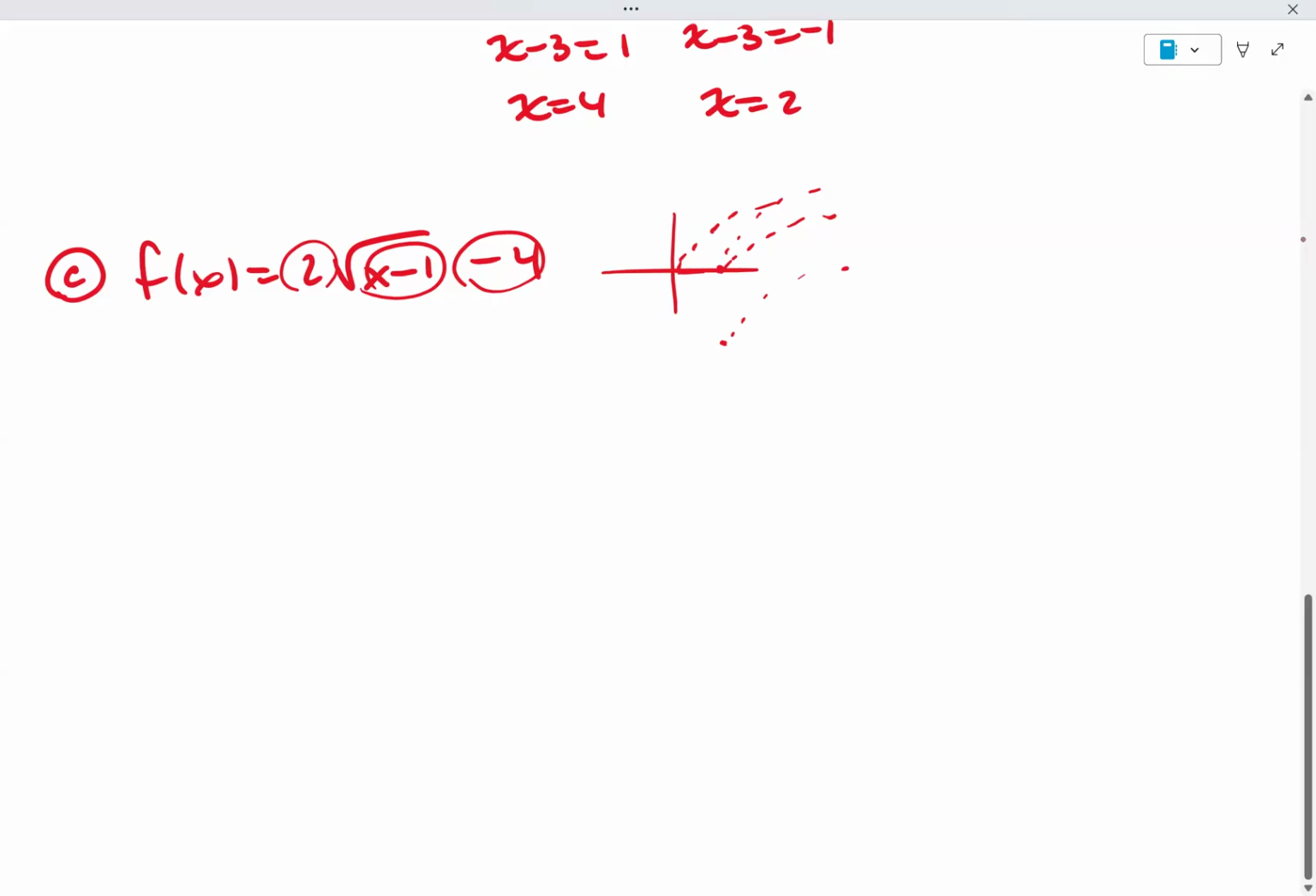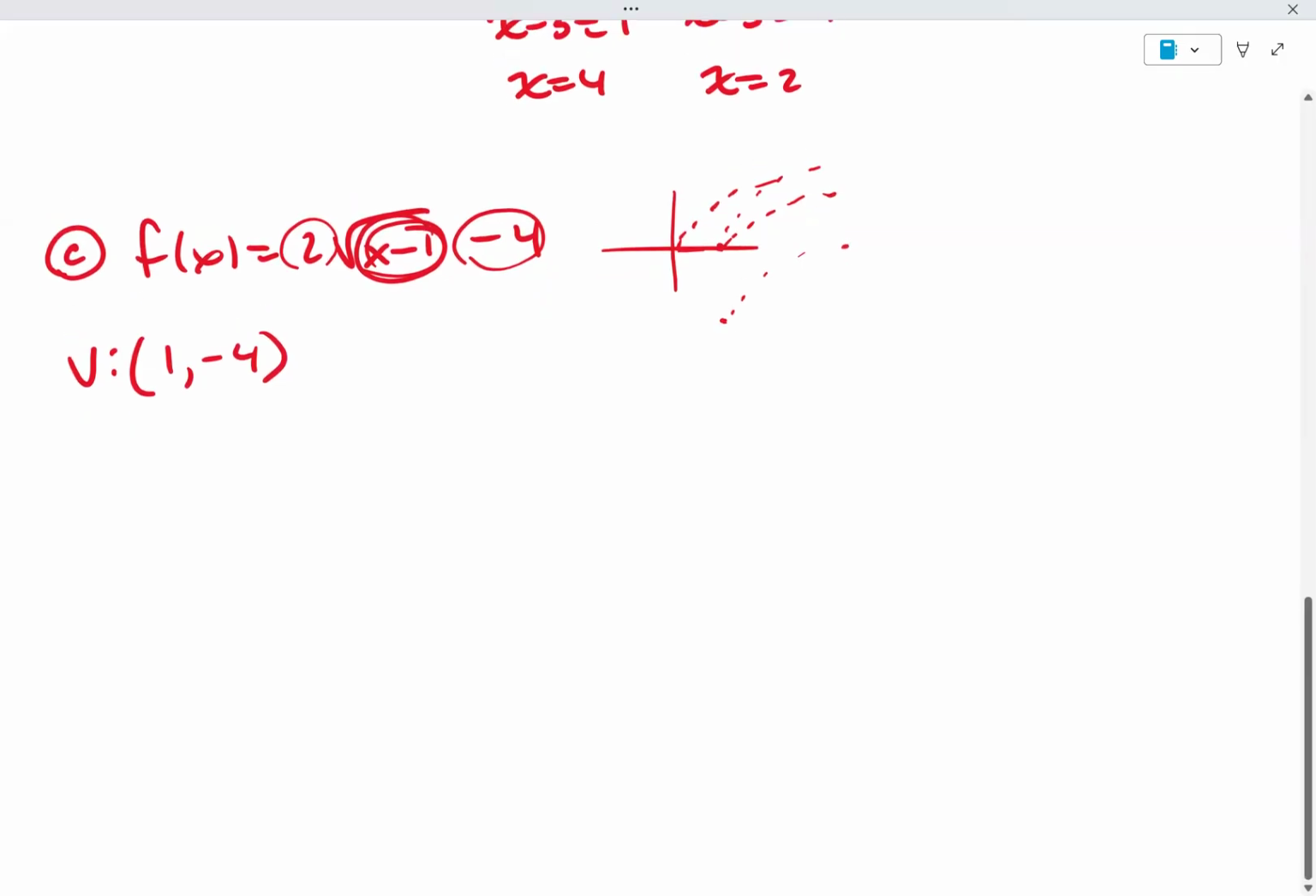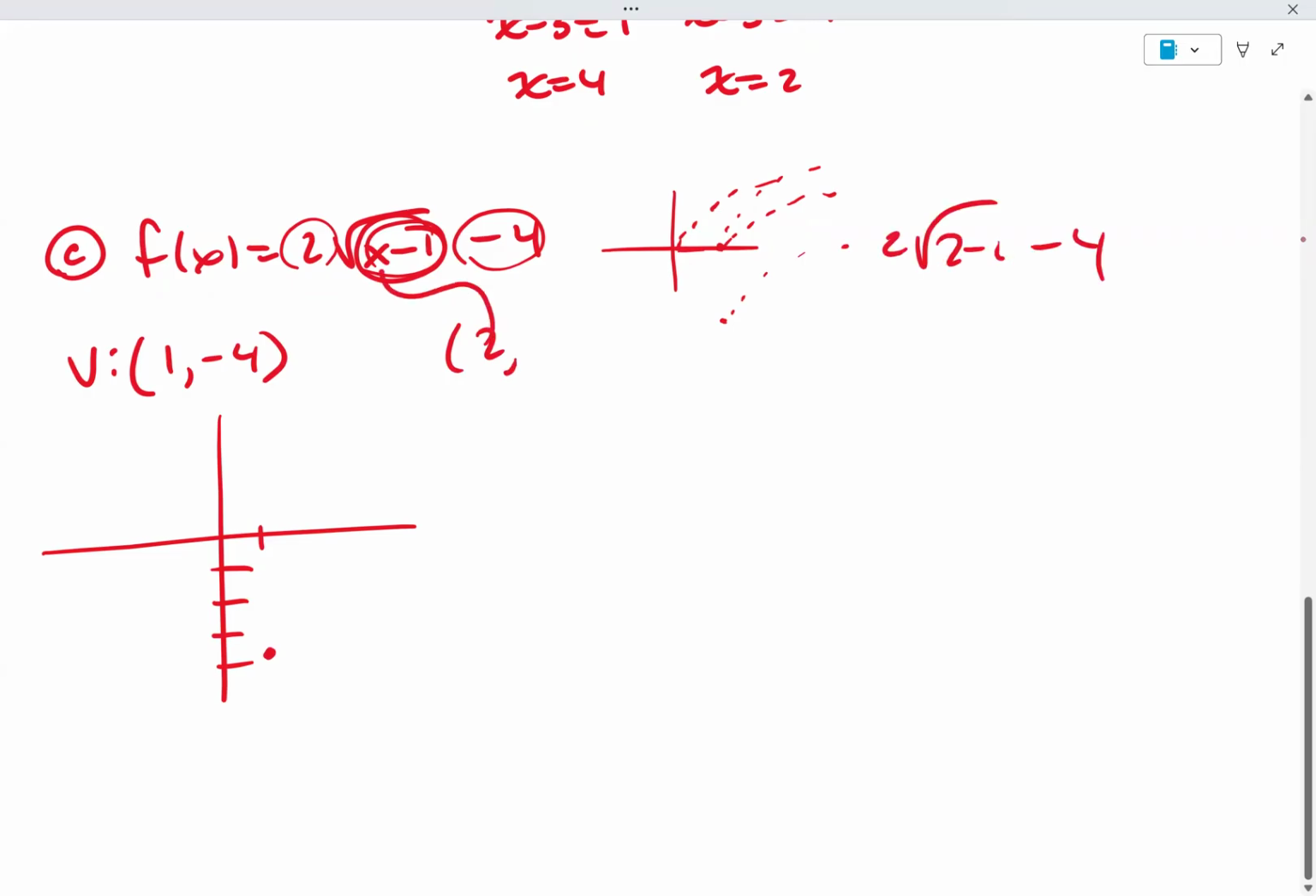All right, what's the vertex? What makes that 0 for x is 1, and that constant hanging out there is negative 4. So I'm going to go over here, just as I suspect, and down 4 units. I'm going to pick 2, put that in for x, and I think we should all get that pretty easily. 2 minus 1 is 1. Its square root is 1, times 2 is 2, and 2 minus 4 is negative 2. So I'm going to go over 2, down 2.